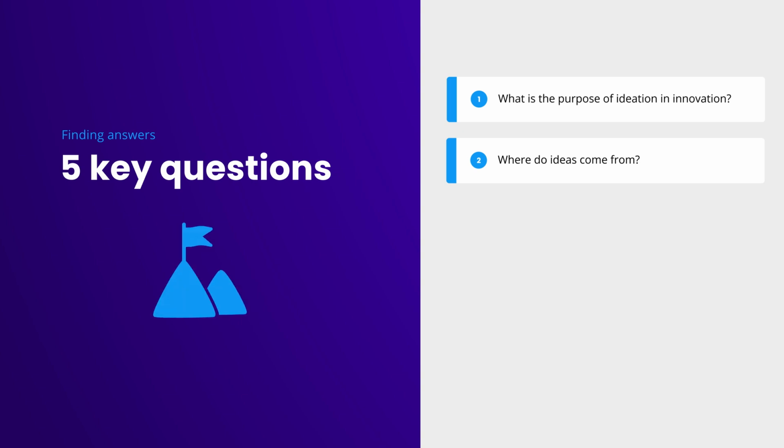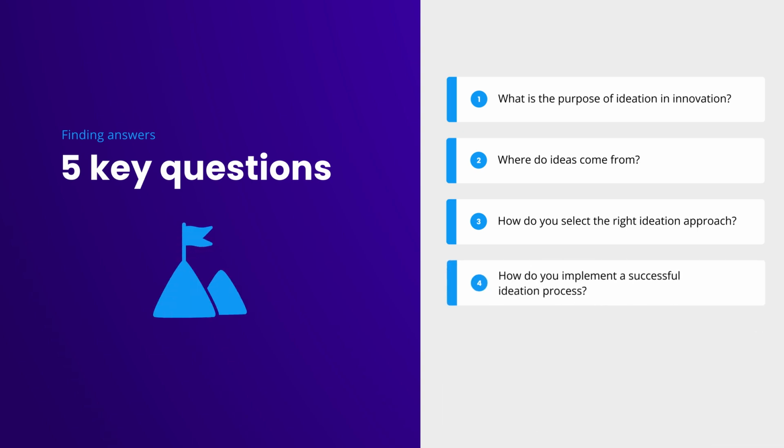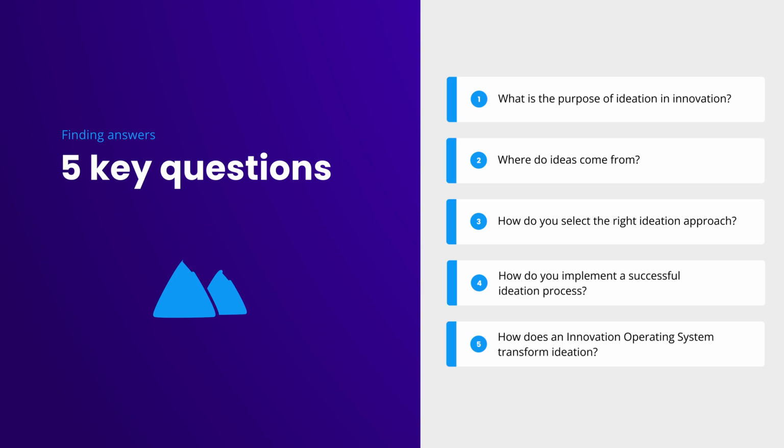Thirdly, we'll address how do you select the right ideation approach depending on your circumstances and innovation goals. In the 4th session, we'll get into the actual ideation process, what you need to know to actually implement and run a successful ideation program. Lastly, the 5th session will focus on how to transform ideation with an innovation operating system. You'll see the benefits of centralizing your innovation ecosystem in a single collaborative platform. It can increase the value of your innovation pipeline by enhancing idea generation, selection, and implementation.